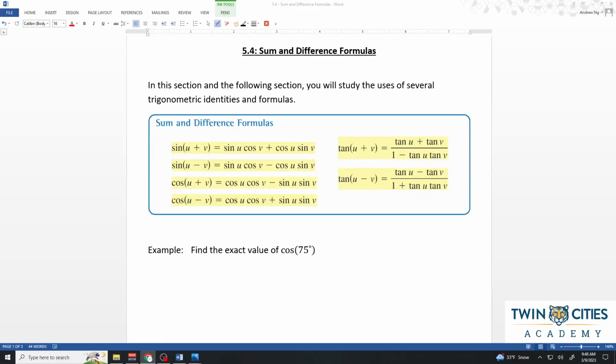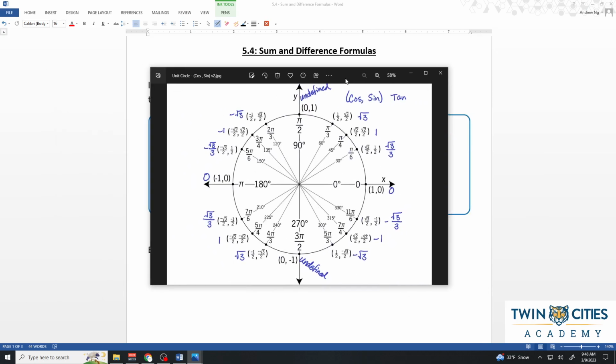Today we're going to look at sum and difference formulas. What you'll need are this list of sum and difference formulas. What you may want to do is take a moment to pause the video and write down all of these. We'll be referencing them as we go. And you'll also want a unit circle handy. So I've got one just off to the side here, and I'll be bringing that back over as needed.